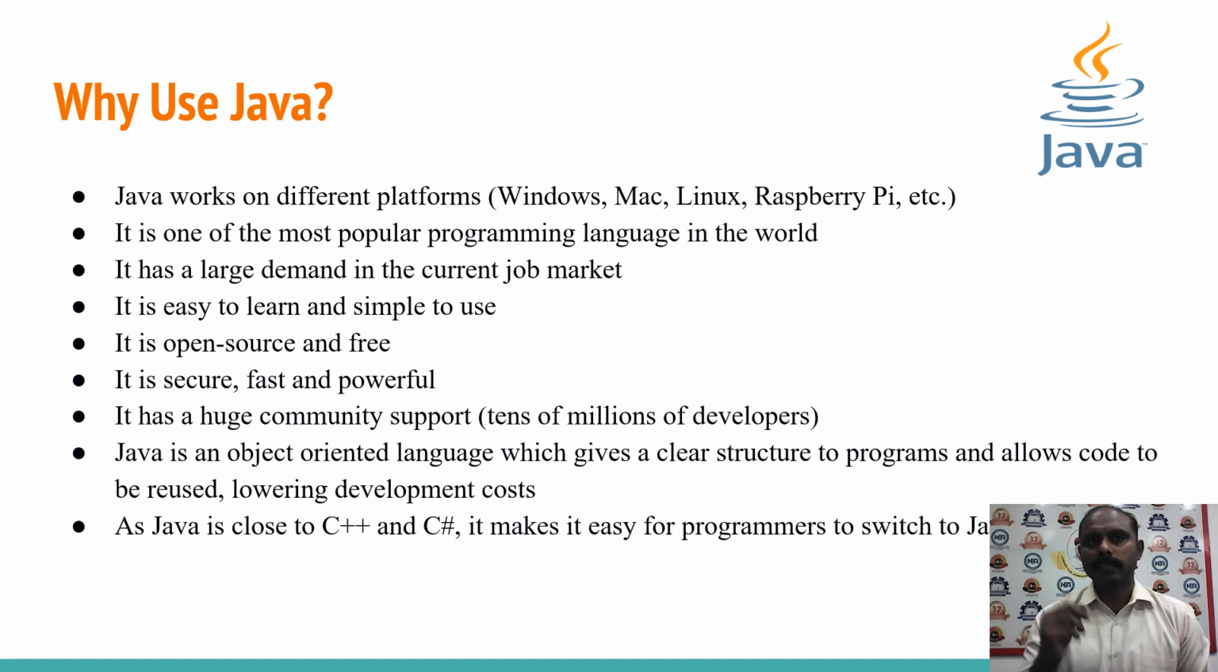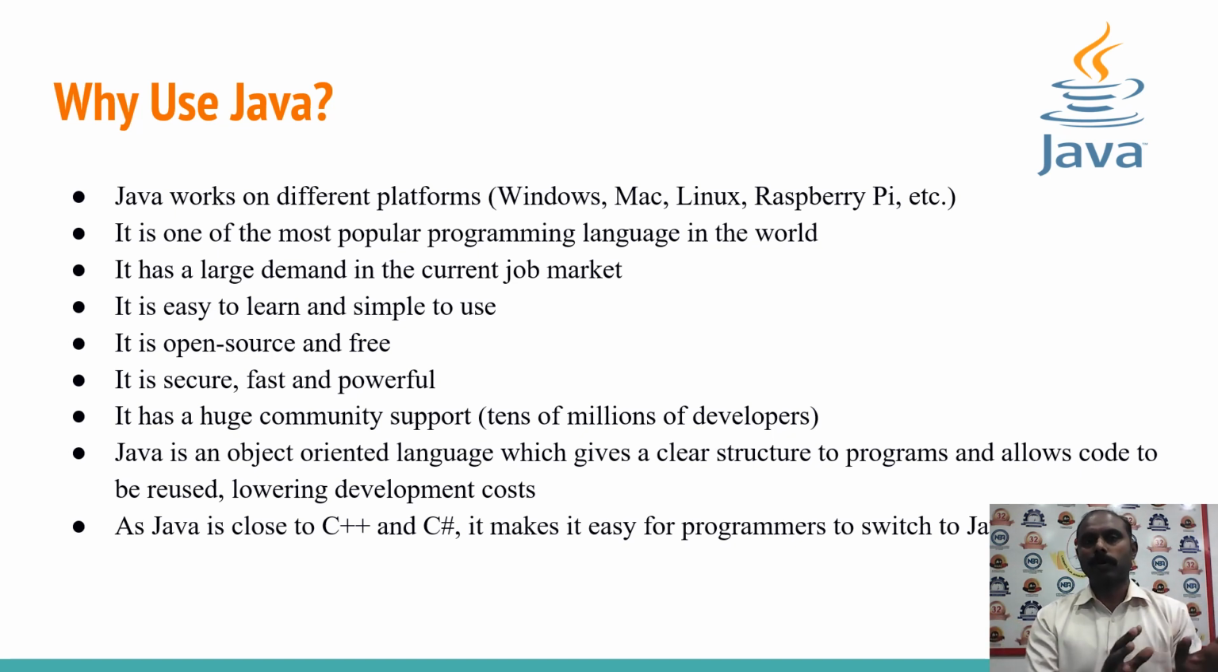If we try to answer this question, you can understand the power of the Java programming language. Why Java? One important point we should know is that Java works on different platforms. What do you mean by platform? Platforms are nothing but operating systems. You know that there are so many operating systems in the market.